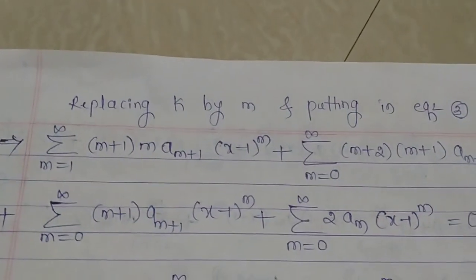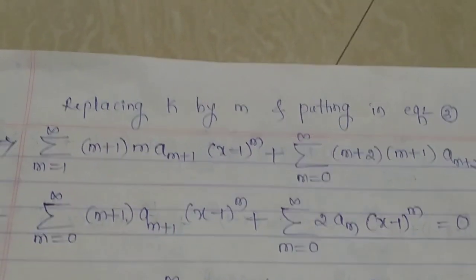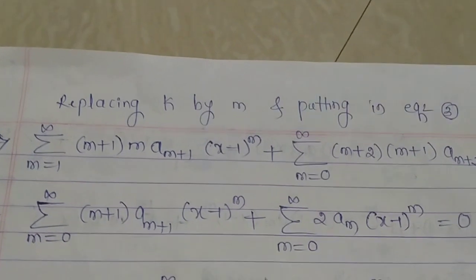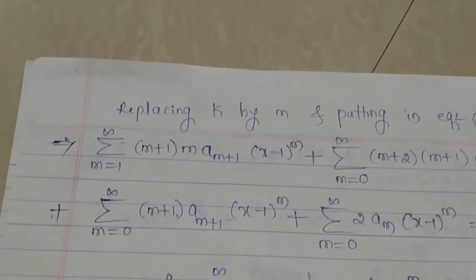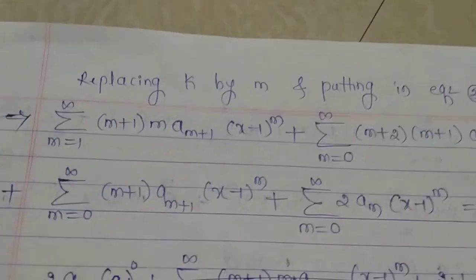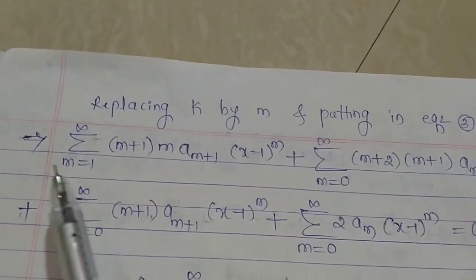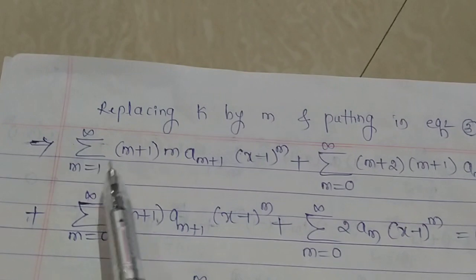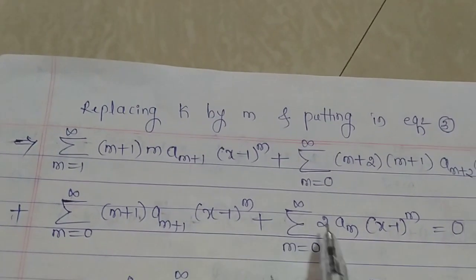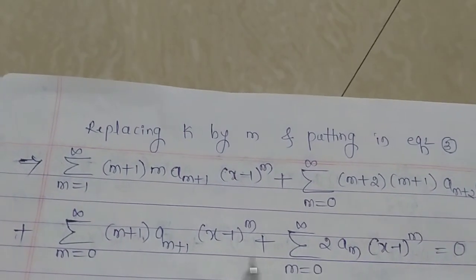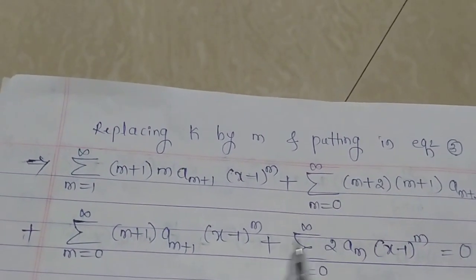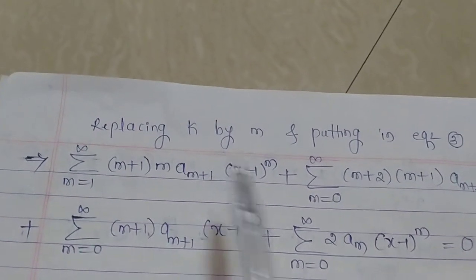What is the next procedure? We have to make all the summations to one form. Here my highest summation is from m = 1 to infinity, isn't it? So m = 1 to infinity, and I have to make these m = 0, m = 0, m = 0 into m = 1 to infinity.